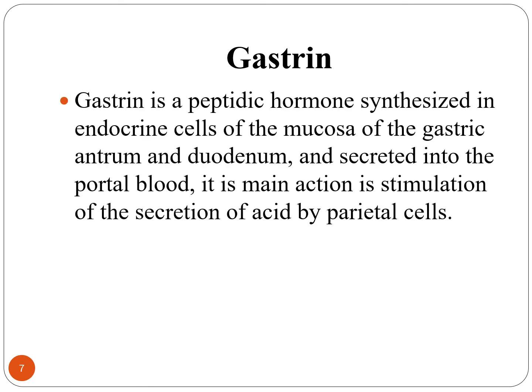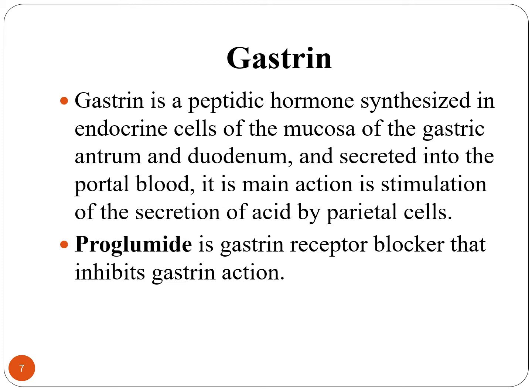First, gastrin. As we mentioned, gastrin is a peptide hormone that is synthesized in the endocrine cells of the mucosa of the gastric antrum and duodenum and secreted into the portal circulation. Its main action is to stimulate the secretion of gastric acid by the parietal cells through the gastrin receptors. We have a drug called proglumide, which is a gastrin receptor blocker that inhibits the gastrin action, so it inhibits HCl secretion. It can be used in cases of HCl hypersecretion or in peptic ulcer.